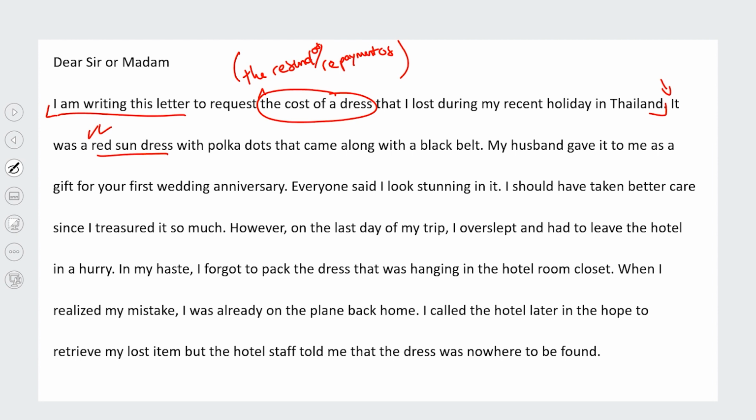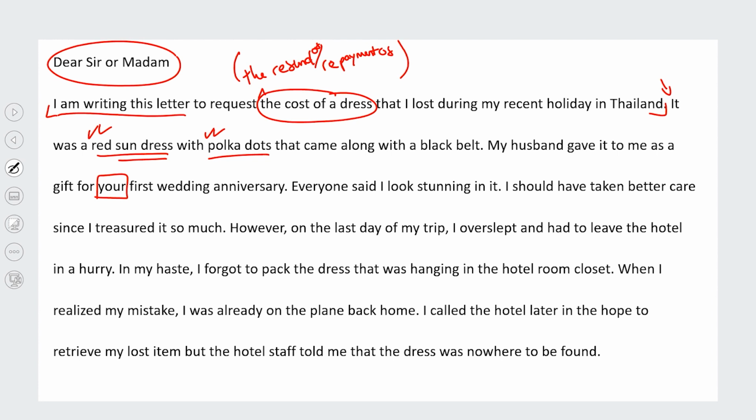Vocabulary, good. Okay, you're not just saying it was a dress, you're saying it was a red sundress. Sundress is quite natural English and is more specific vocabulary, like a specific type of dress that we would say. With polka dots, also good English, good description. With polka dots that came along with a black belt. My husband gave it to me as a gift for your first wedding anniversary. For whose first? For yours, as in the sir or madam that you're writing to.